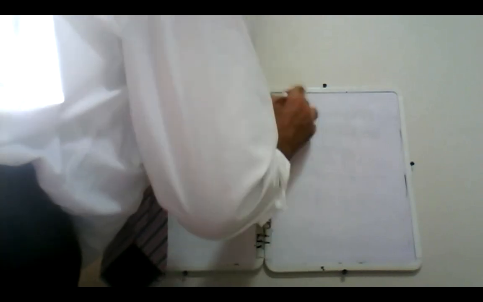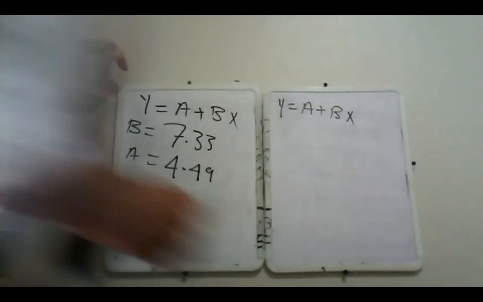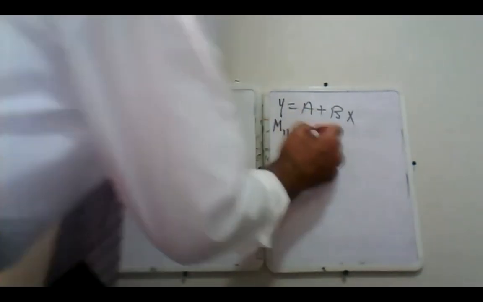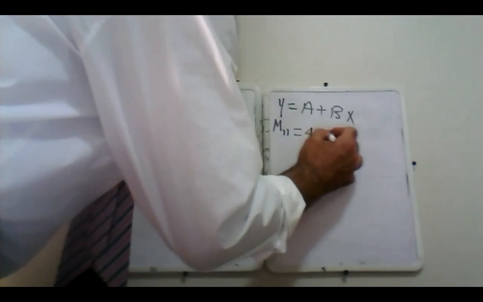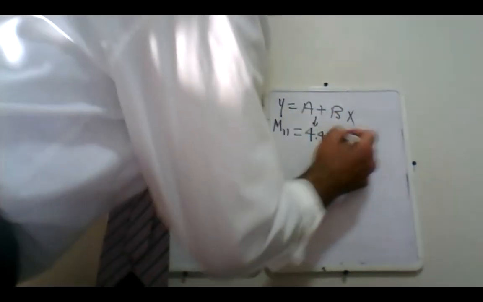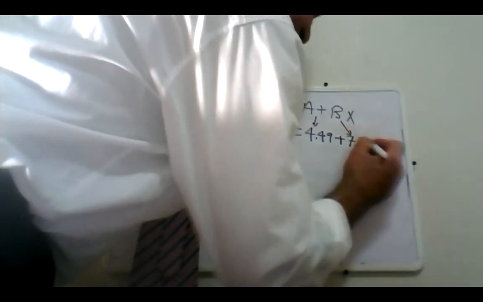Okay, let us say like this: Y equals A plus BX. So month 11 will be, how much is the A? 4.49. This is the A. Plus the B. How much is the B? B is 7.33.